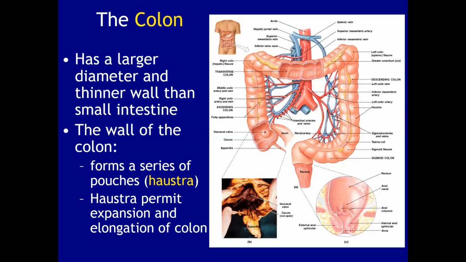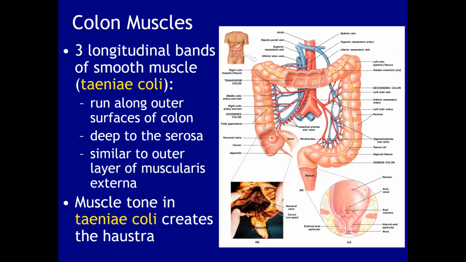The colon itself has a larger diameter but thinner walls than the small intestine. The walls of the colon form these pouches. So these pouches are indicated, let me change color again, indicated here. Each one of these is called a haustra. These are the little pouches, and they permit expansion and elongation of the colon.